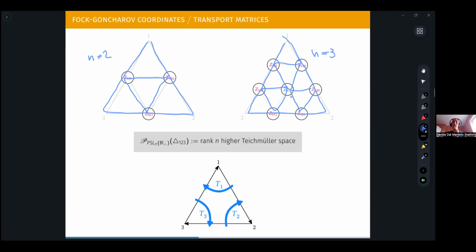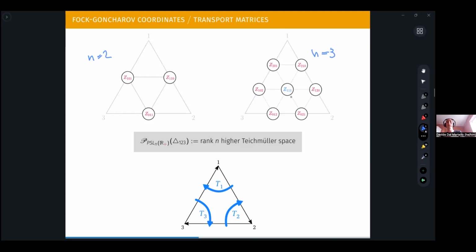And you also see that you basically locate a variable on each of the vertices of this triangulation apart from those that belong to the original triangle 1, 2, 3. So let me make this so that you can see the variables.